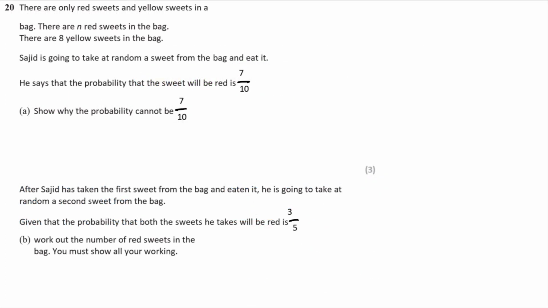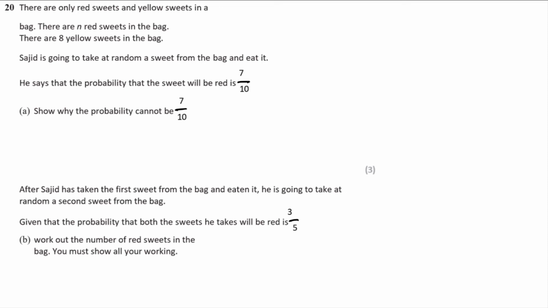Question 20. There are only red sweets and yellow sweets in a bag. There are n red sweets in the bag. There are 8 yellow sweets in the bag. Sajid is going to take at random a sweet from the bag and eat it. He says that the probability that the sweet will be red is 7 over 10. Show why the probability cannot be 7 over 10.